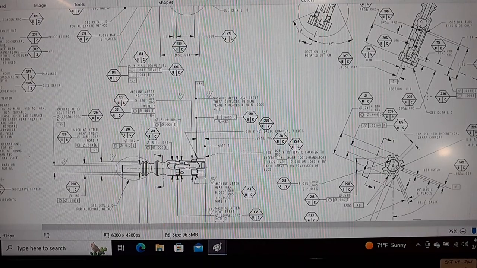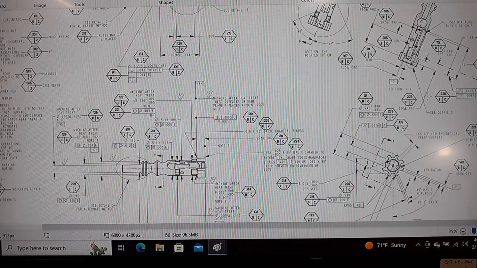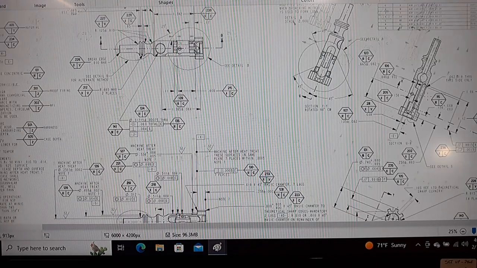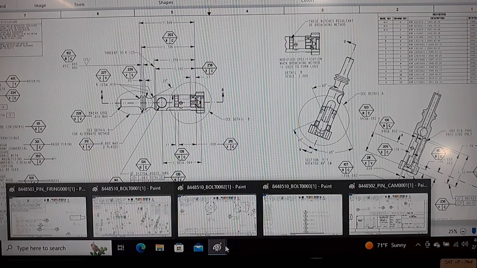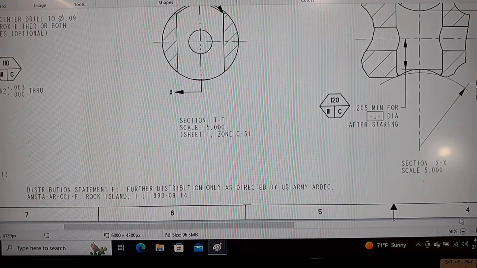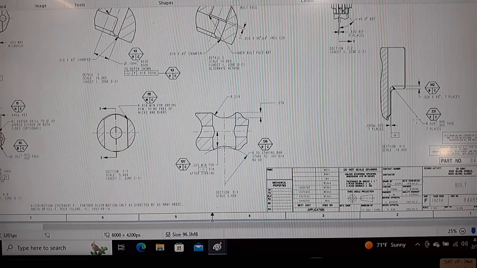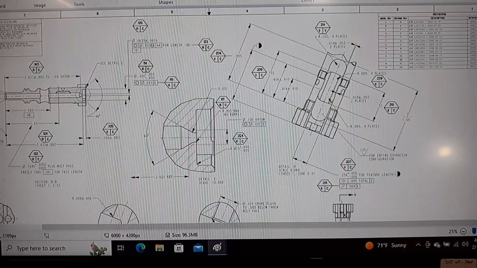Can't see it as well. Lots of information on these blueprints. Boatloads. You basically have to be a machinist to be able to read them pretty well. I'm gonna shrink it down and see if it shows better dimensions. There it is.